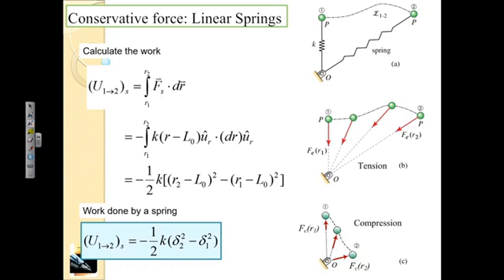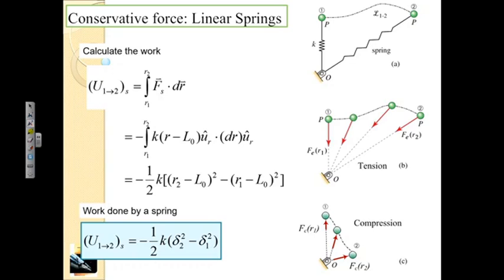So I got minus K r squared over 2 minus L0r, evaluated at R2 and R1. This is what my work is. You can go ahead and plug in R2 and R1. You got to do a little bit of tricky algebra that I don't want to do. And then we'll get to what our U value is.